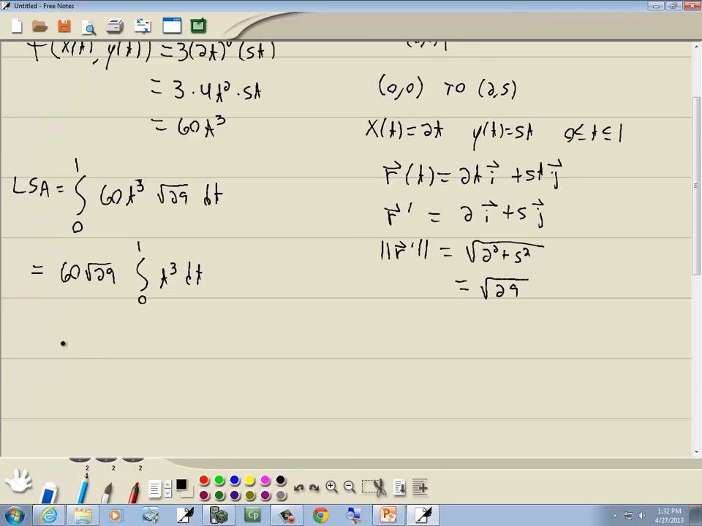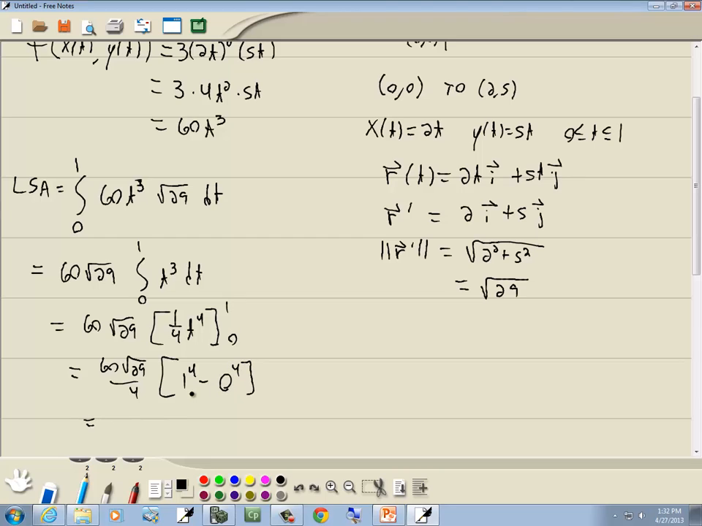which gives us 60 square root of 29, 1/4 t to the fourth from 0 to 1. The 1/4 I can put out in front, so we got 60 square root of 29 over 4, and I'll plug 1 in, so we got 1 to the fourth minus, plug 0 in, 0 to the fourth, which just gives us 1. And 60 divided by 4 is 15, so 15 square root of 29 is our answer.